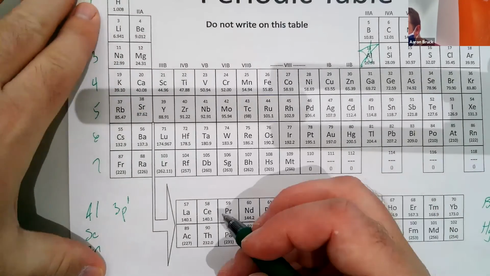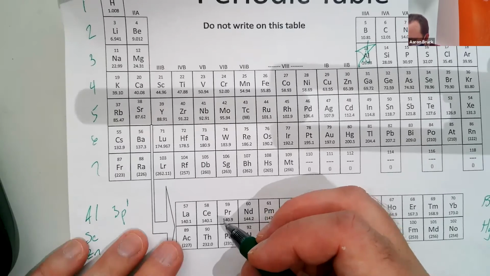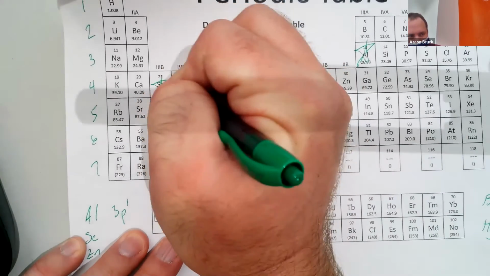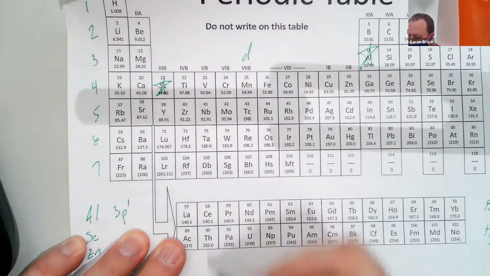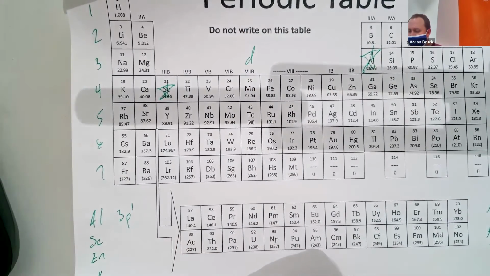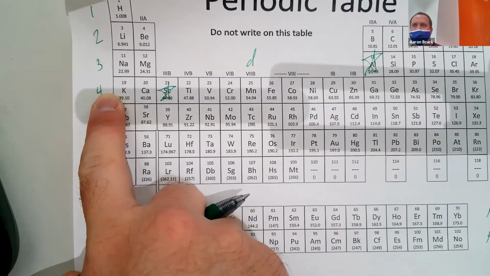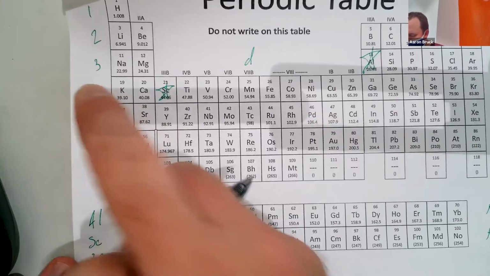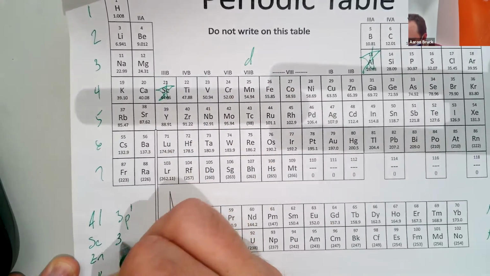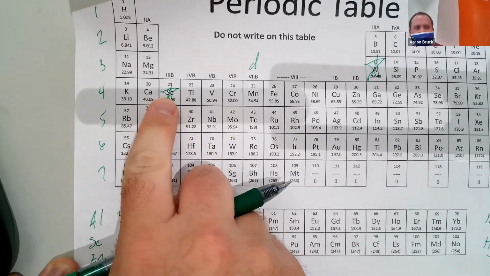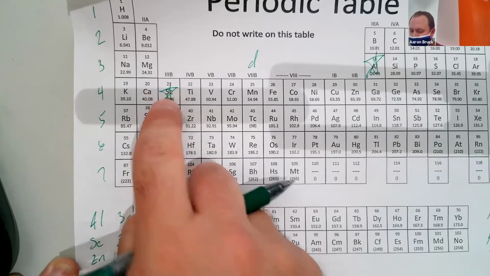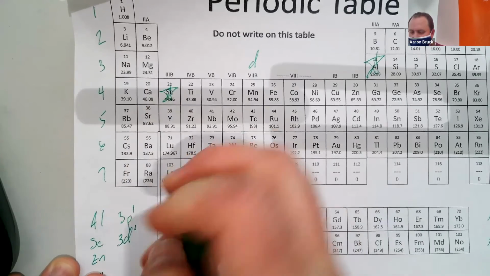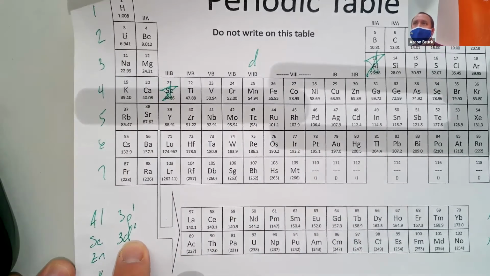For scandium, I'm right here. I'm in the D block. So I need to take my row number and subtract 1. So that would make this 3D. Scandium is the first element in that block. So its configuration would be 3D1.